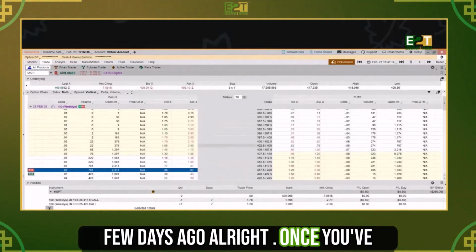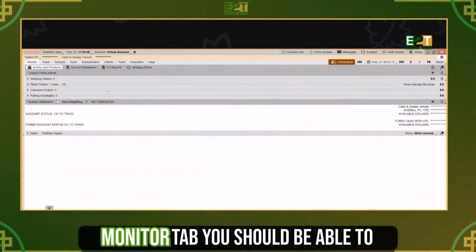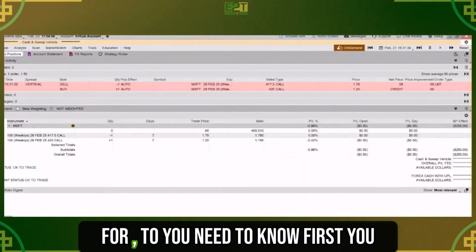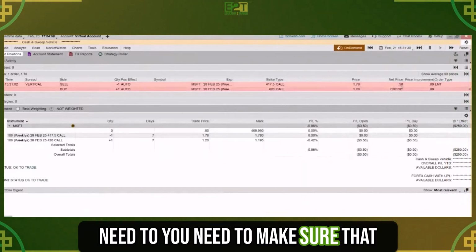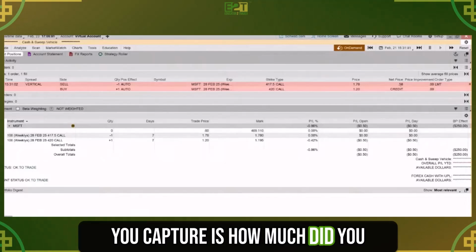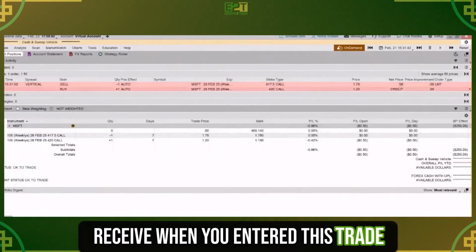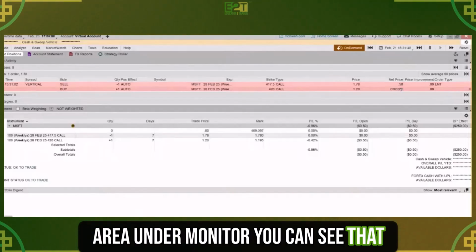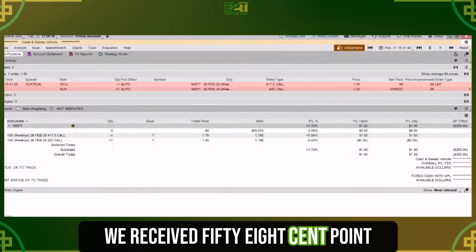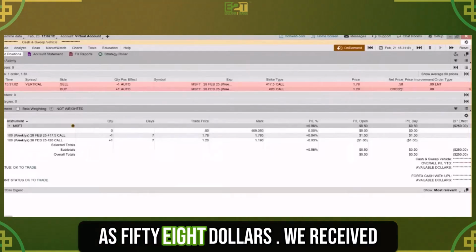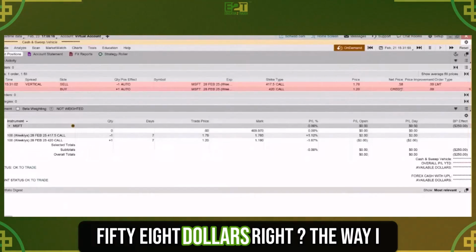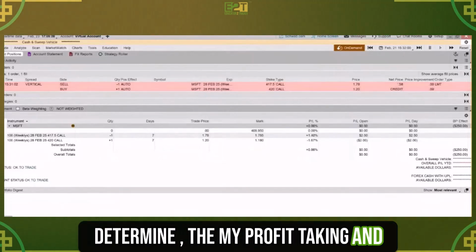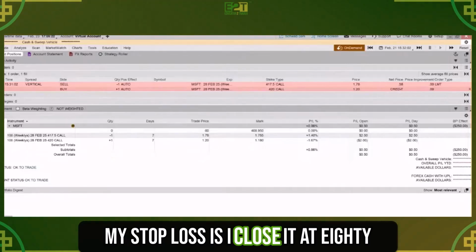All right. Once you've got the trade entered, you go to the monitor tab. You should be able to see your trade here. First you need to make sure that you capture how much you received when you entered this trade. When you go to the filled orders area under monitor, you can see that we received 58 cents, 0.58 times 100 shares is $58.